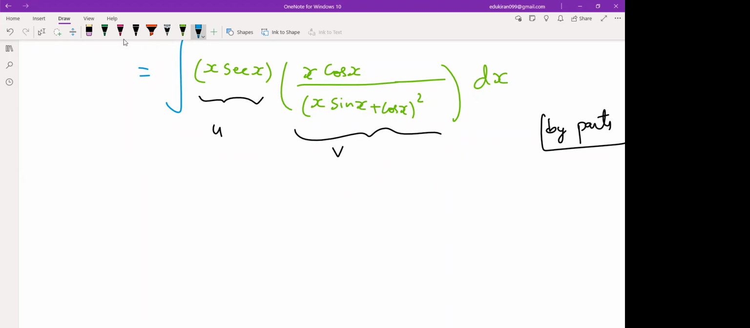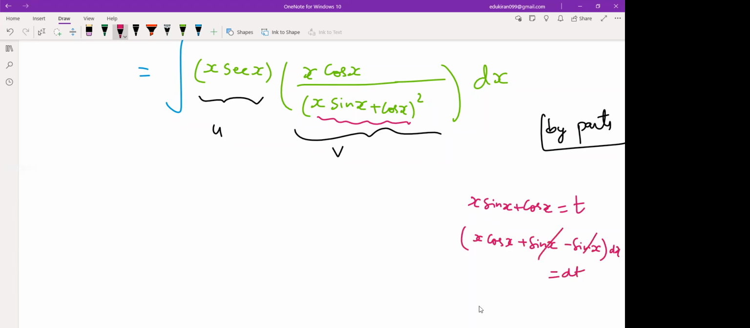So if you see here, this function is an interesting function, because this type of question we have seen in the previous class also. What happens here is that this denominator x sin x plus cos x, if it is taken as t, then its derivative is x cos x plus sin x minus sin x dx is equal to dt, and sin x will get cancelled. So x cos x dx is equal to dt. This is the derivative part.